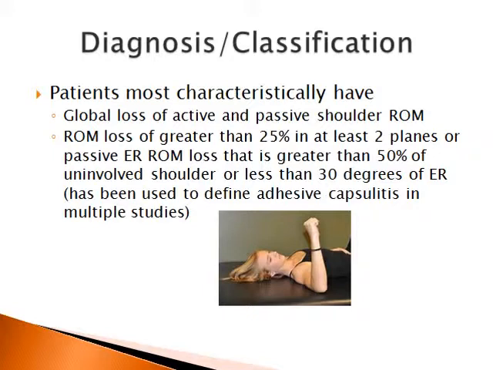Most characteristically, a patient will have global loss of active and passive shoulder range of motion of greater than 25% in at least 2 planes of motion, or passive external rotation range of motion loss that is greater than 50% of the uninvolved shoulder, or less than 30 degrees of external rotation on that side. These characteristics have typically been used to define adhesive capsulitis in multiple studies. That's how they determine which patients are included in the study.